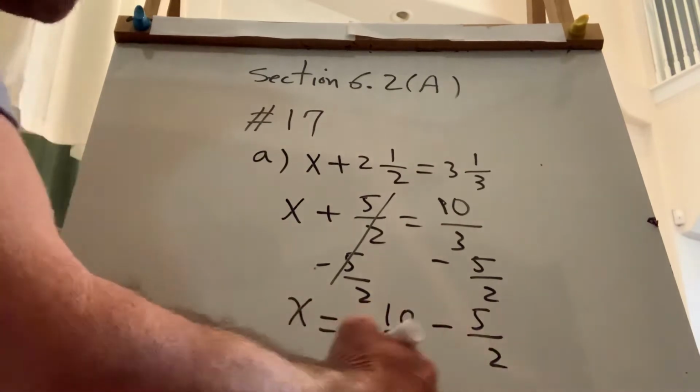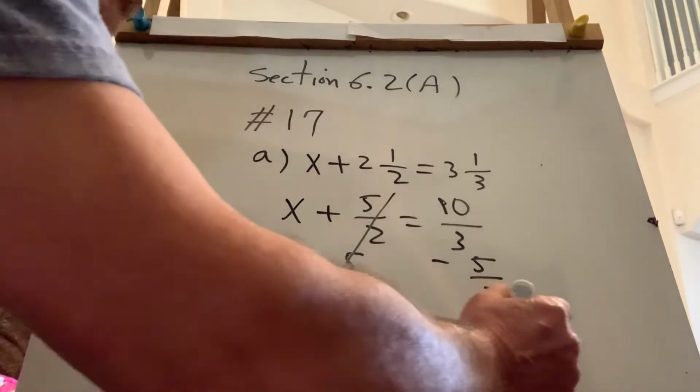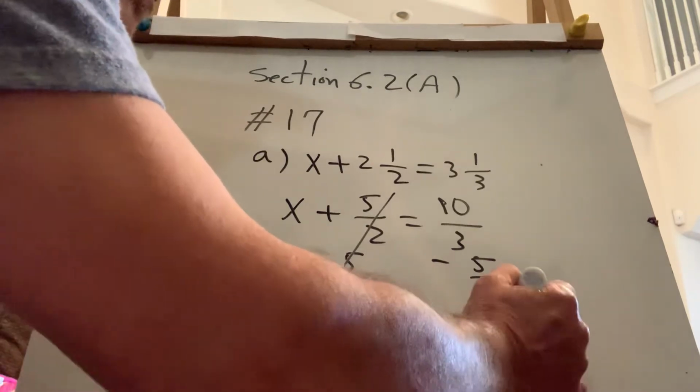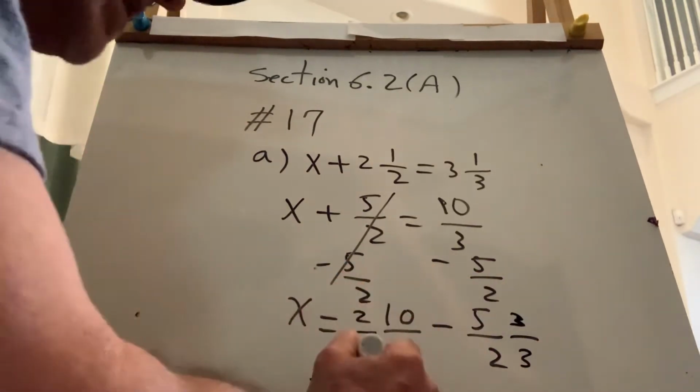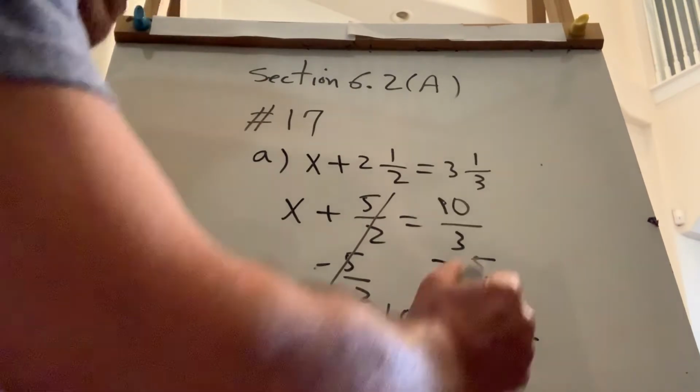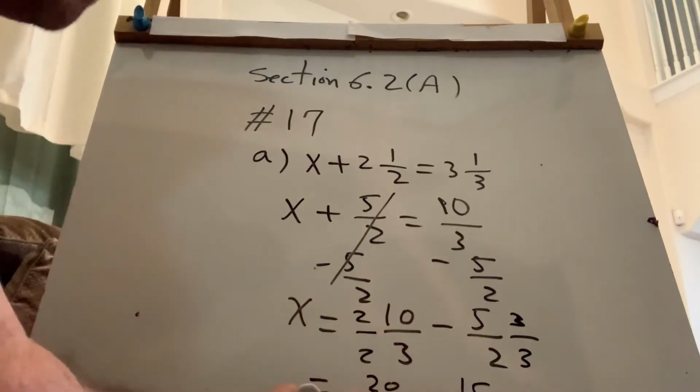So now we have to have a common denominator, which is going to be 6. So we're going to multiply top and bottom by 2 on this one, and then this one by 3, so we can make the same denominator, which is going to be 6. That becomes 2 times 10, which is 20 over 6, minus 15 over 6, which of course is going to be 5 over 6.